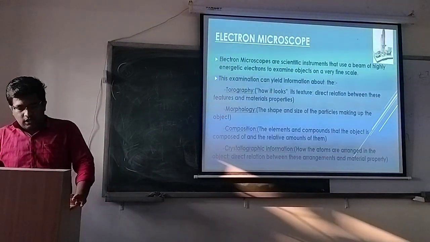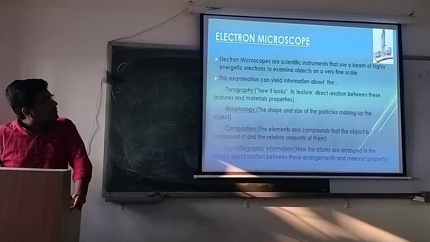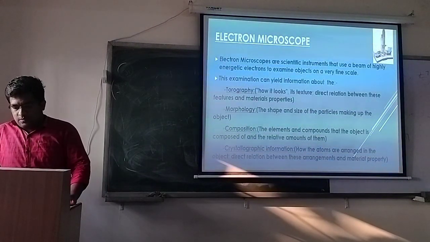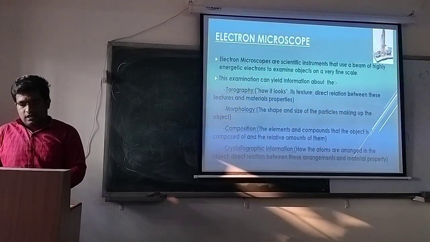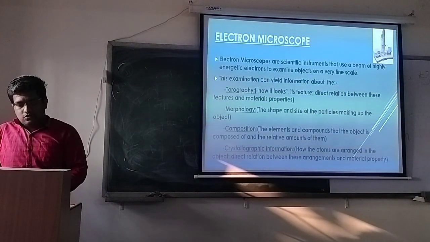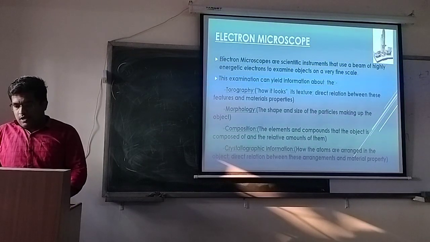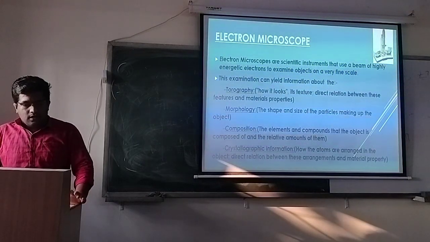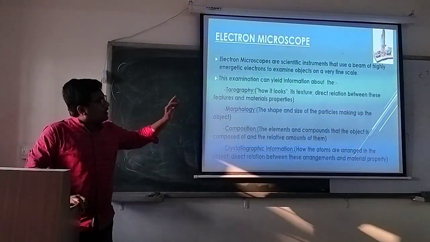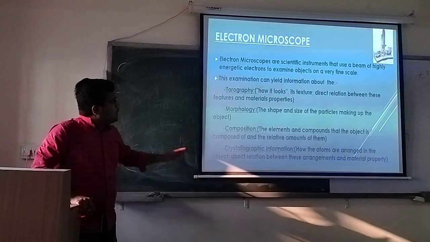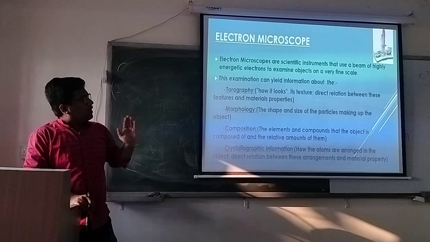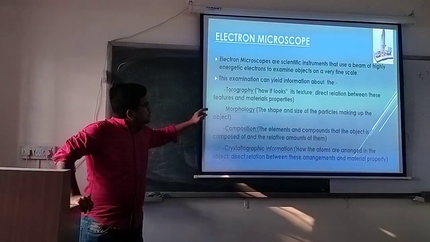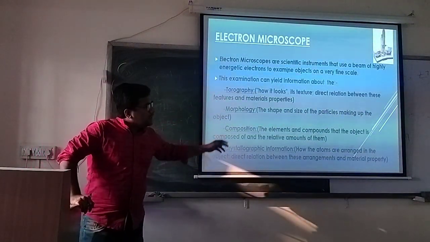First, we are talking about the electron microscope. What is an electron microscope? Electron microscopes are scientific instruments that use a beam of highly energetic electrons to examine objects on a very fine scale. This examination can yield four types of information, which the examiner collects from the examination. First is the topography.